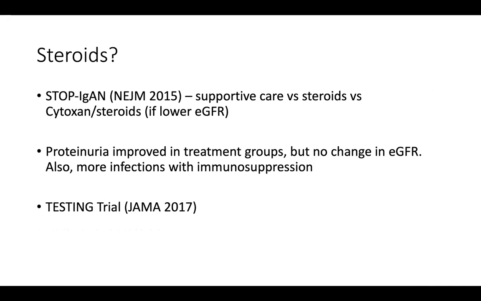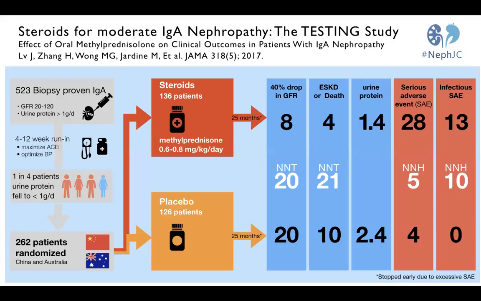And what they found was that actually proteinuria did improve in all treatment groups, but there was no change in eGFR, and there was significantly more adverse effects, mostly infections, when the immunosuppression was given. There was another trial called TESTING, which they did just a few years ago. I have a visual abstract for that here.